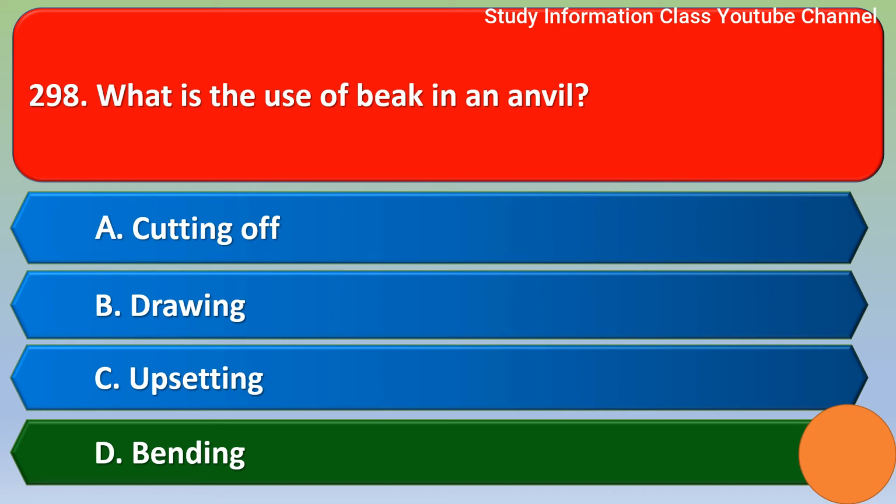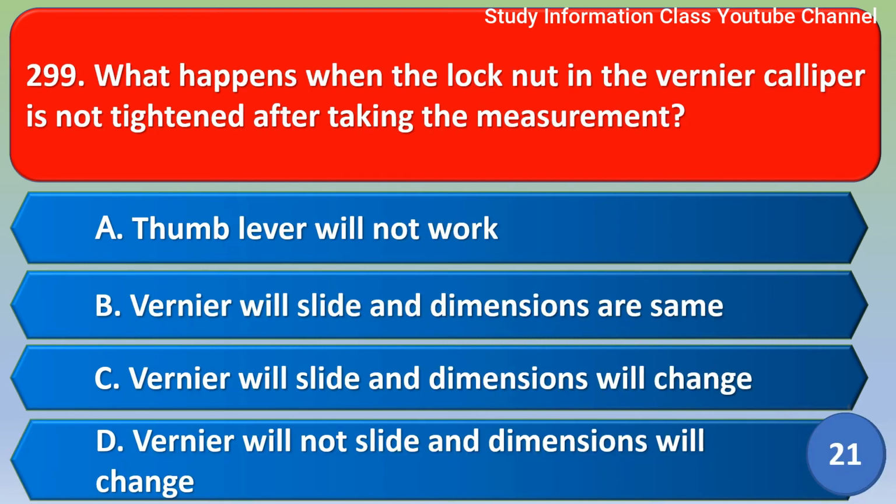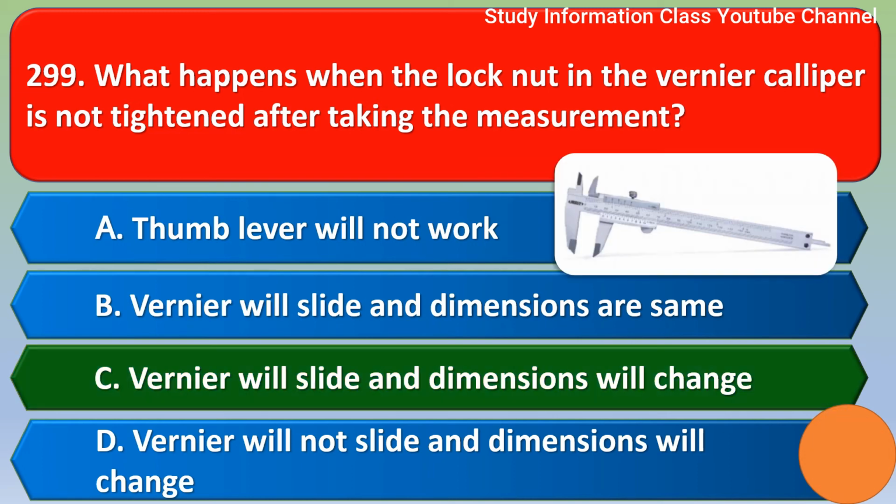Next question, what happens when the lock nut in the vernier caliper is not tightened after taking the measurement? So for this question, the right answer is option C, that is vernier will slide and dimensions will change.